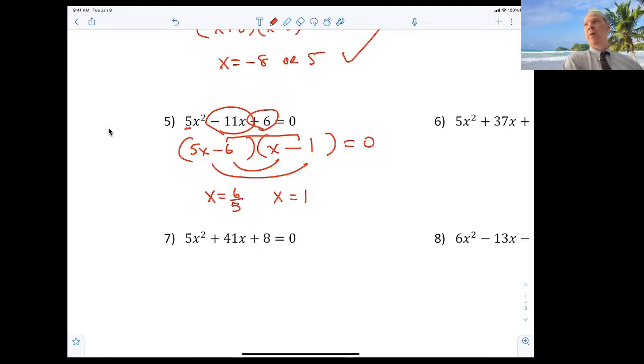Uh-oh, we got a problem here. Why would it be 6/5? All right, so I have to take you back to this part. You set it equal to 0. Add 6, divide by 5. You with me on this? Add 6, divide by 5. Perfect. Thank you for asking.